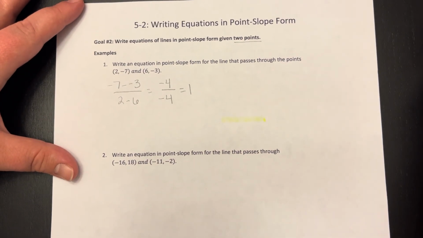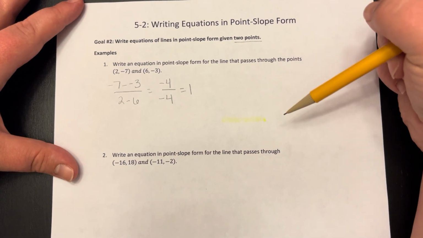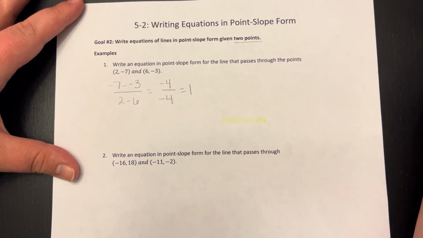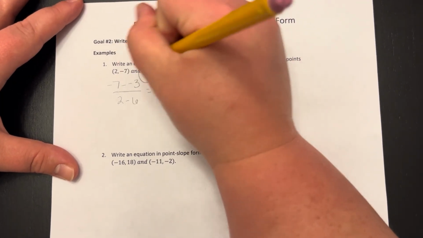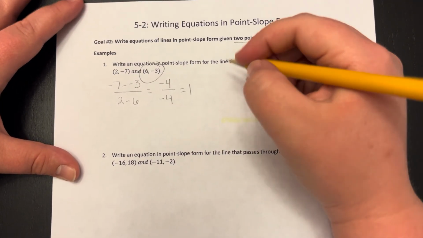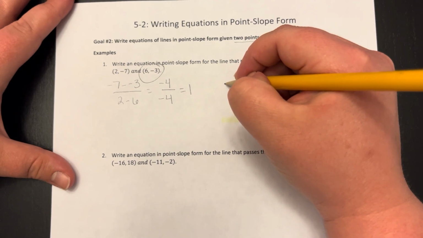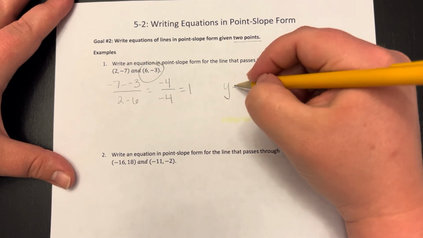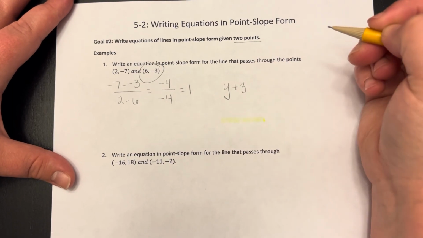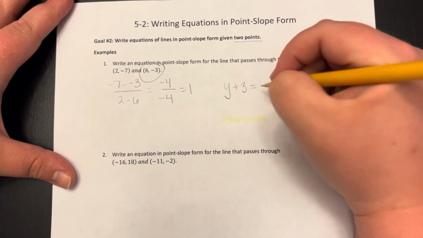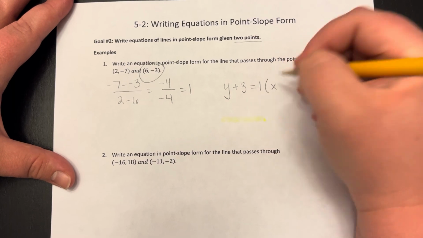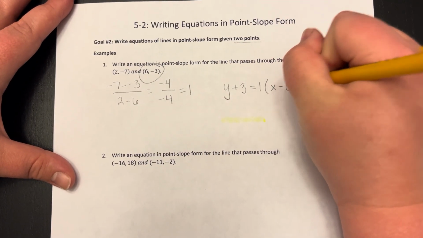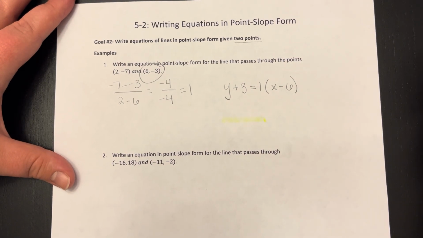Now, when you go to choose a point to write your equation in point-slope form, it does not matter one bit which point you choose. I'm going to go ahead and choose the second one just because I want to. So when I use the formula, it's y minus y1, which is -3, so minus -3 makes it +3, equals my slope, 1, times x minus my x1, so minus 6. And that's my equation right there.